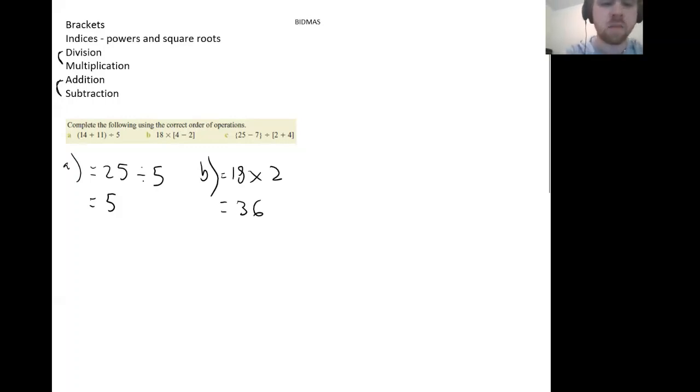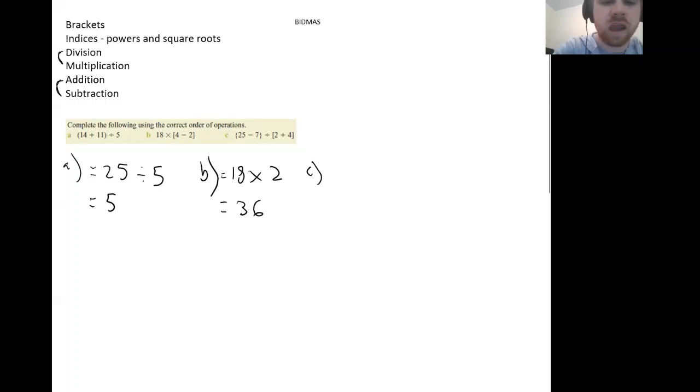Now this time I have 2 sets of brackets. When we have 2 sets of brackets that are separate from each other, so I don't have a bracket within a bracket, then we can actually do both of them at the same time. So I can solve what's in one pair of brackets, leave the division sign, and solve what's in the other pair of brackets in the same line, and that's okay. It's a good thing to do. We don't always have to show everything, as long as we've shown clearly what we've done and the order that we've done it. But because we can do brackets at the same time, then we can show that in one line of working. So 25 minus 7 is 18.